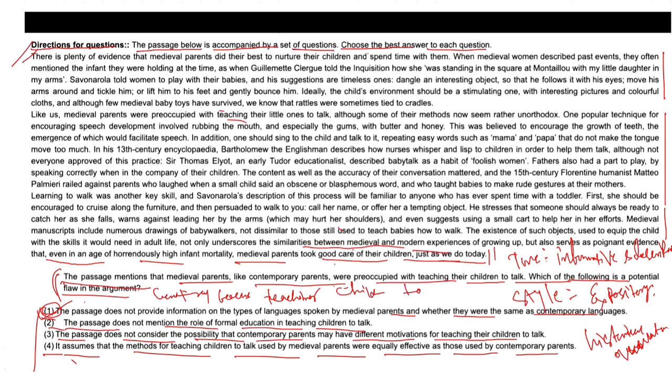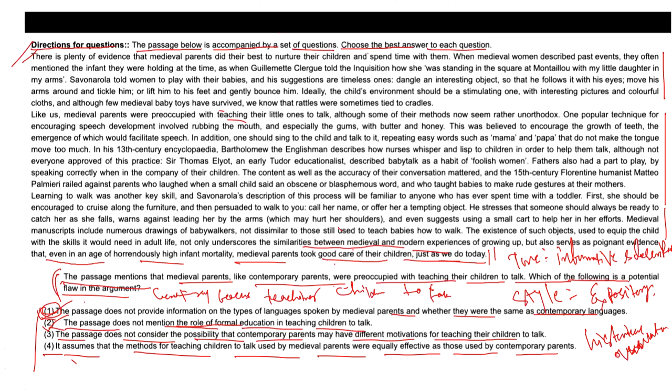Now, if I look into option two, what I can point out here, if you rightly observe, is the role of formal education, isn't it? And this could not be called a primary flaw in the argument, right? As the passage discusses what? Informal methods for teaching children to talk, isn't it? The passage does not mention the role of formal education in teaching children to talk. So this is also not the flaw because the passage itself talks about the informal methods for teaching children to talk.